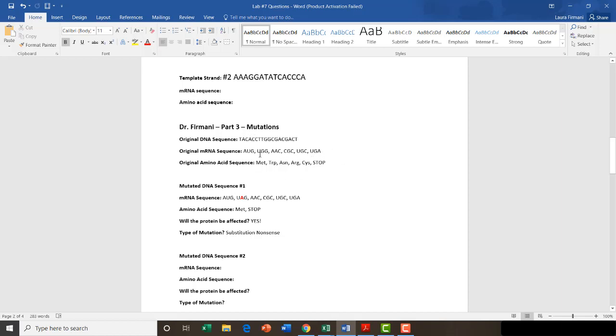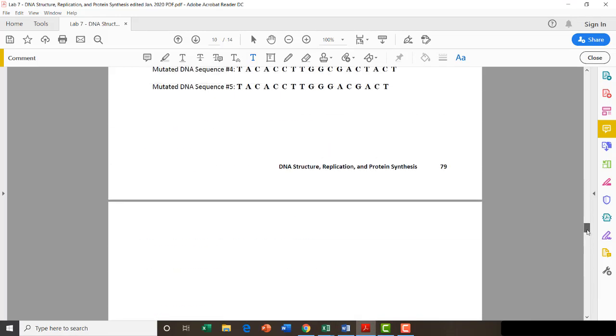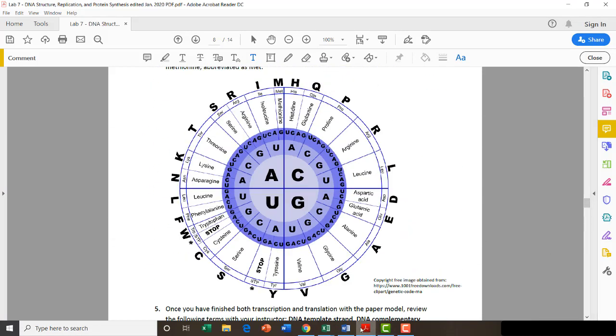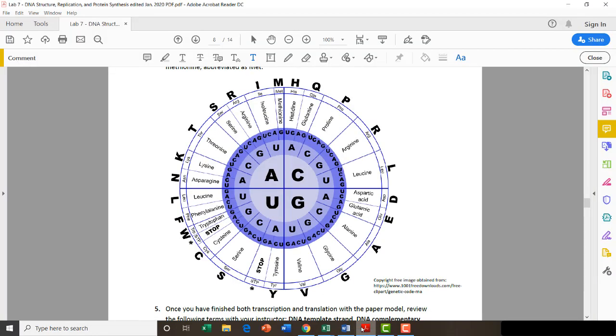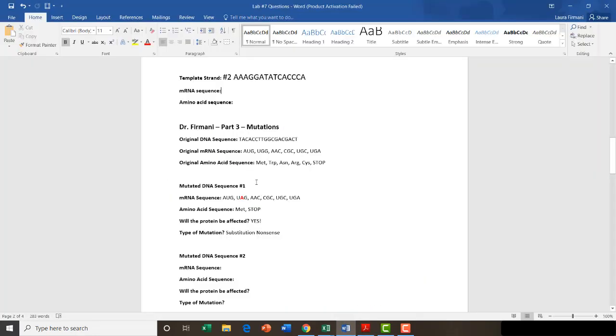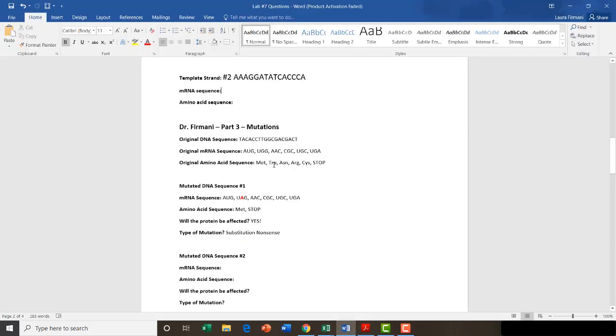Okay, one more time, let's just use that genetic code. I'm going to come back to my lab, this genetic code, and we're going to find the amino acids. So the first one is AUG. AUG is methionine, MET. So MET is my first amino acid. UGG, okay, let's go back. UGG is tryptophan, trip. So that's my next amino acid.